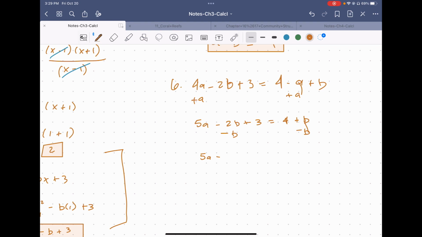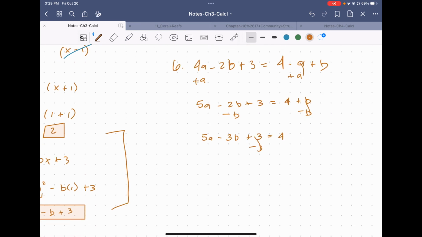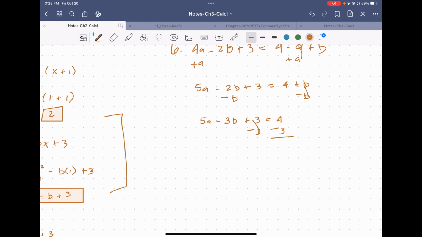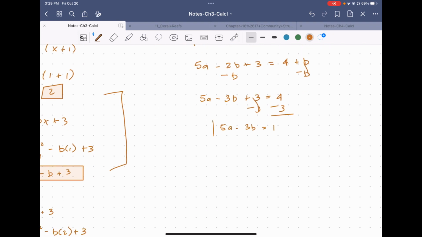Okay, at this point, we are combining like terms, so we have our 5a, then -2b minus b, and 3 on the left equals 4. Subtract 3, 5a minus 3b equals 1. We have our second equation there.